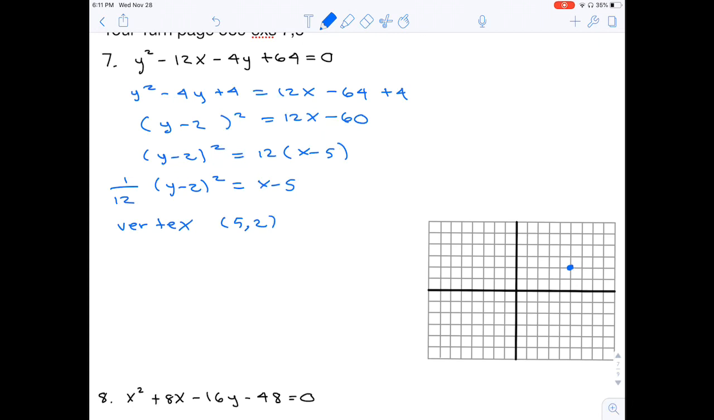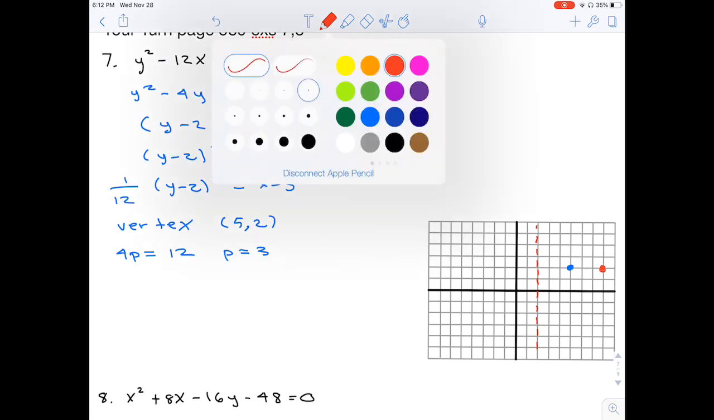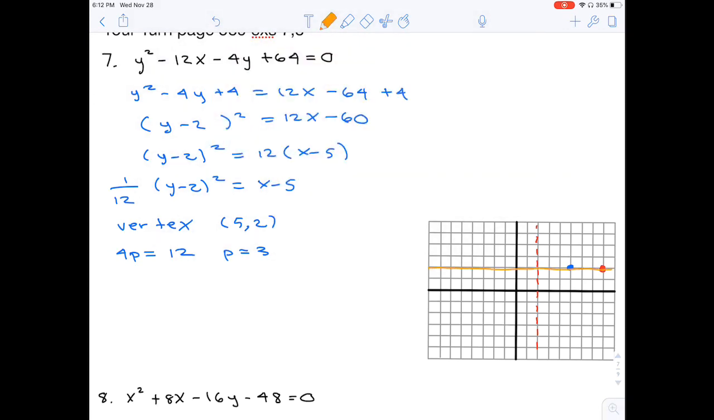Okay, the focus, remember I'm going to take 4p and set it equal to positive 12 because that fraction is positive. So in this case, p equals 3. And this is horizontal, so it's going to be 3 to the right. So 1, 2, 3. So there is my focus, which means my directrix is on the opposite side. 1, 2, 3. So my directrix is right there. So making a coordinate grid going through there, I get that.